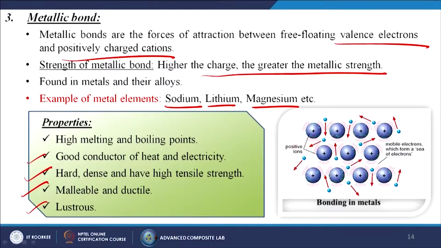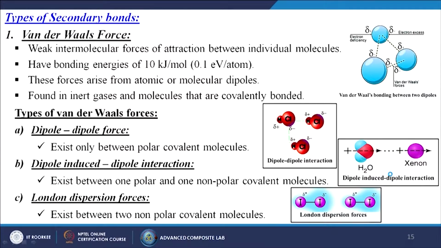So, here are the bondings in the metals. Due to the ions, the bonding generally takes place, and these should be charged cations. Now we are going to discuss the types of secondary bonds. First, it is the van der Waals force.